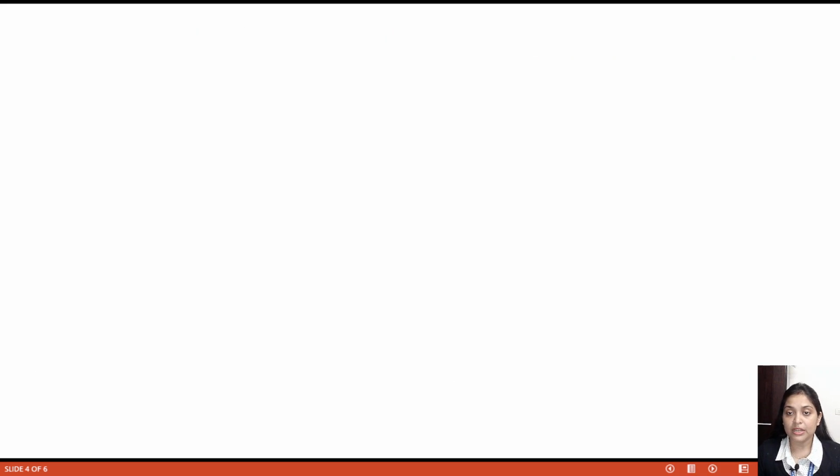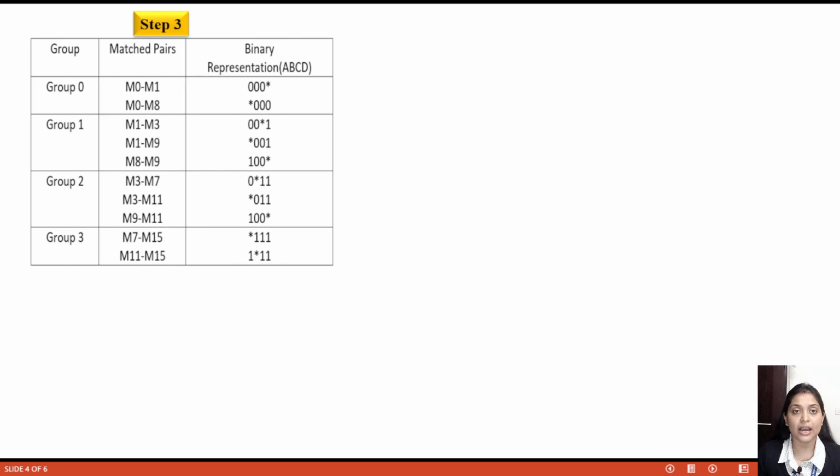Now going to the next step. In this position I have already written the same third step, the same thing whatever I have already explained. All the one bit change comparisons I have already discussed in the previous slide. Now the next step is step 4.